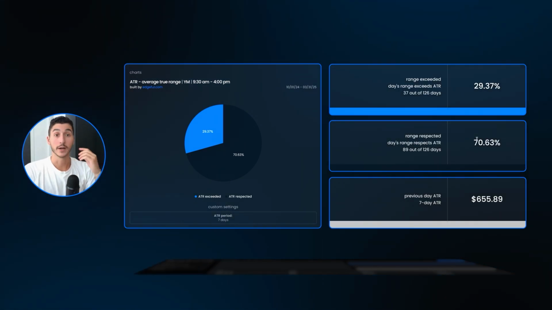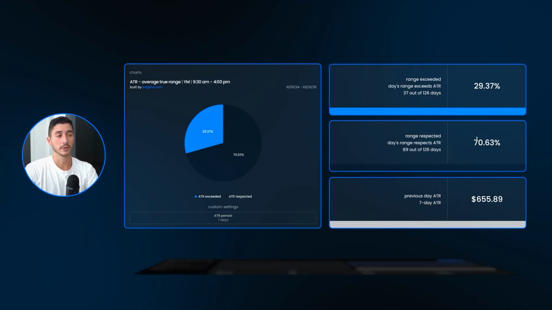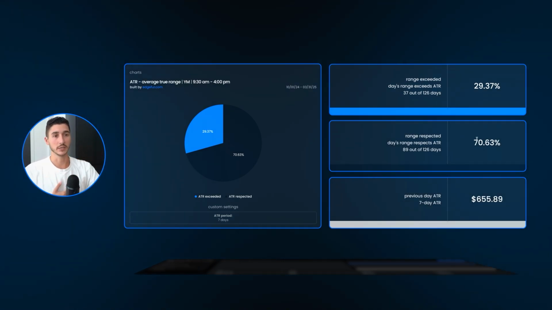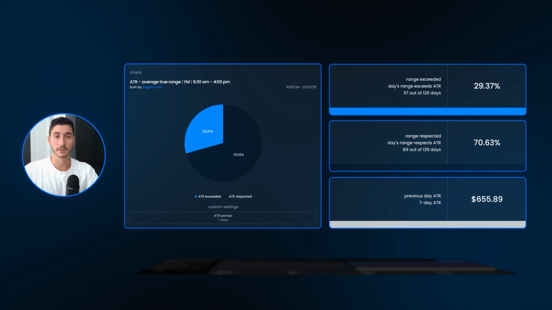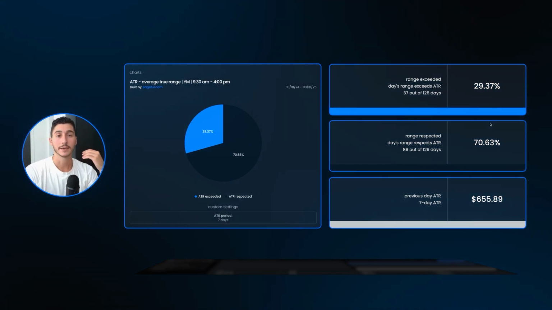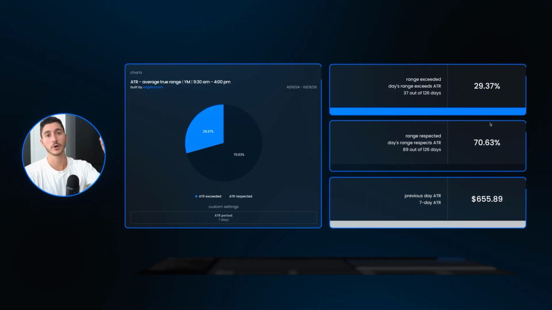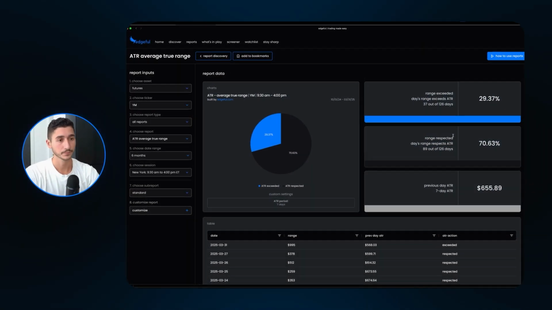If you're not long, this is also a great report to use to catch reversals, because you don't really want to expect the price to exceed, obviously, ATR that often. 7 out of 10 times it's not going to. So that will help you catch reversals as price comes close to that ATR.